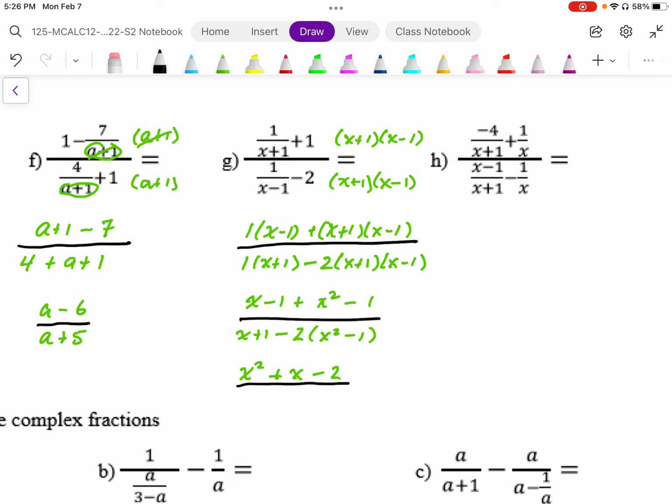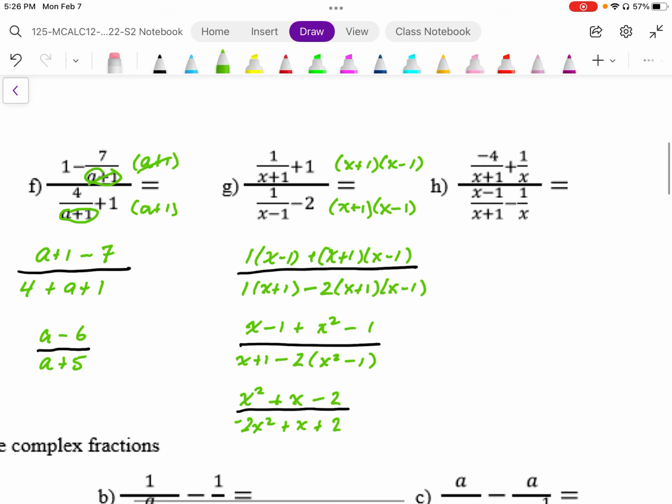In the denominator, I end up with negative 2x squared plus x, and then that's going to be plus 2. So the denominator doesn't look like it's going to be factorable. So although the numerator is factorable, I'm going to leave it like that.